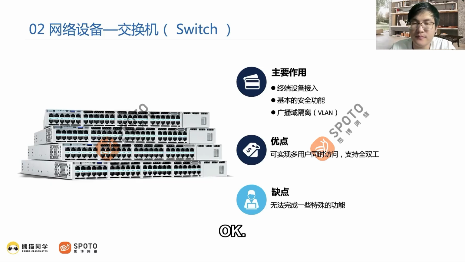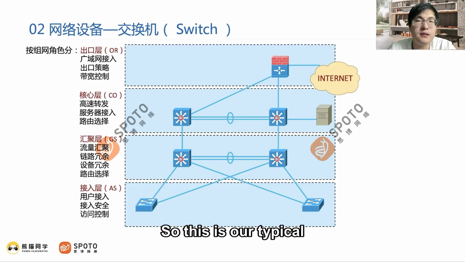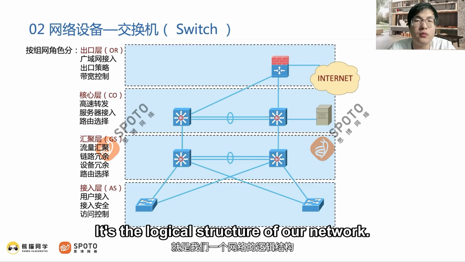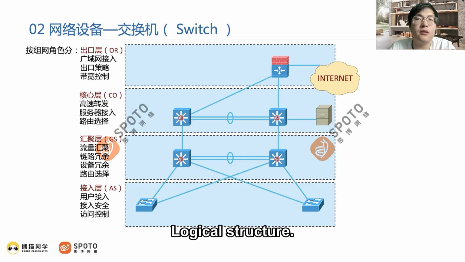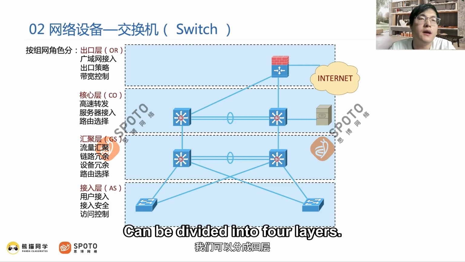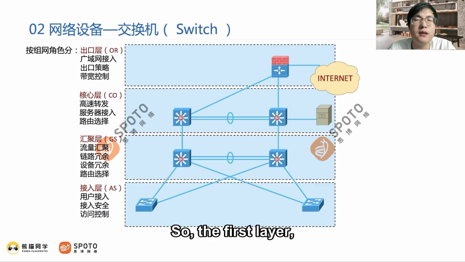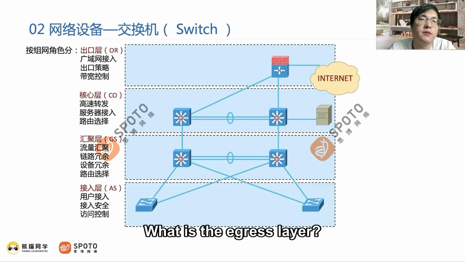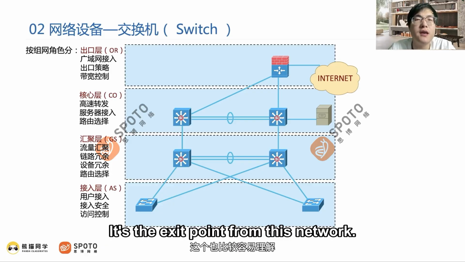Okay. So this is our typical enterprise level topology diagram. What is a topology? It's the logical structure of our network. Logical structure. Generally speaking, a network, based on hierarchy, can be divided into 4 layers. So, the first layer, the one at the very top, we call the egress layer. What is the egress layer? It's easy to understand. It's the exit point from this network.